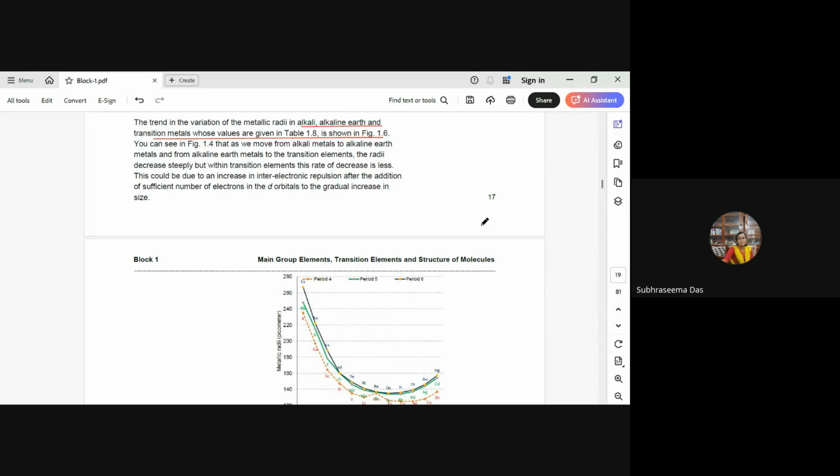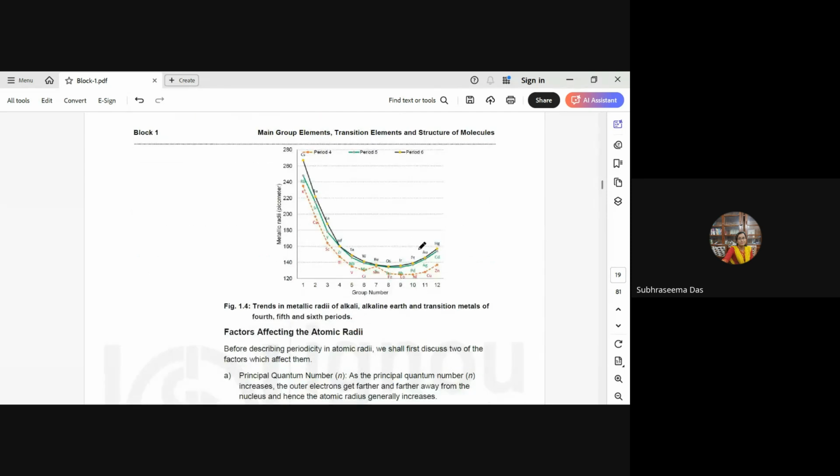This is a very interesting observation, because for transition elements the electron enters the d orbital. This observation is more prominent in the second and third row transition series. Here it has been explained particularly for the first row transition series: as the extra electron goes into the d orbital, due to inter-electronic repulsion there is a gradual increase in size.